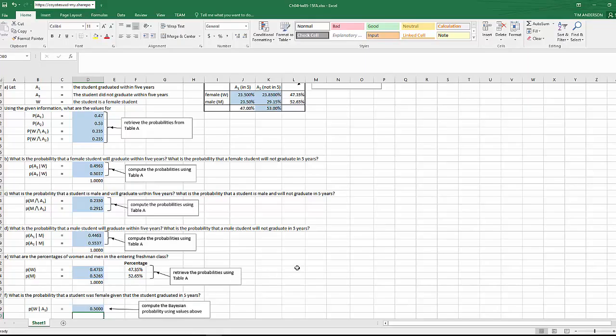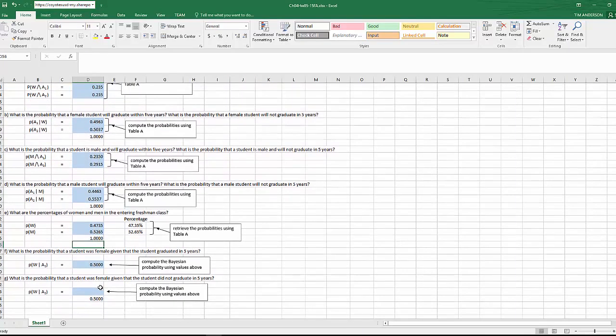And this makes sense, right? Because we can just briefly look at this. 23%, 23%. Well, if this encompasses all the people who graduate within 5 years, and since they're equal, we would expect them to be 50% female, 50% male. It's an equal distribution here.